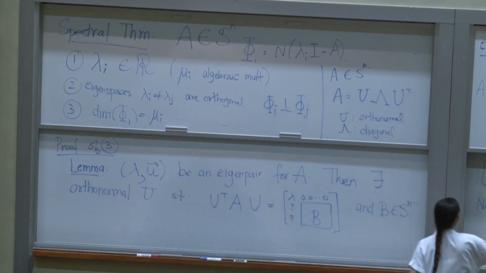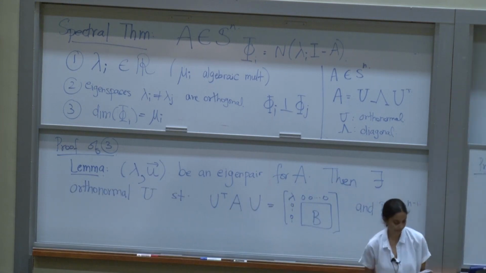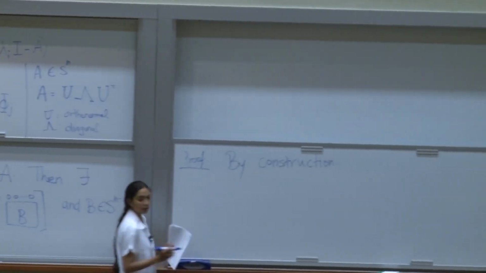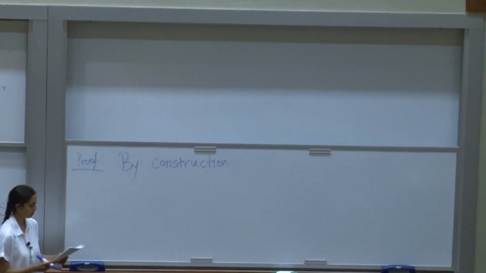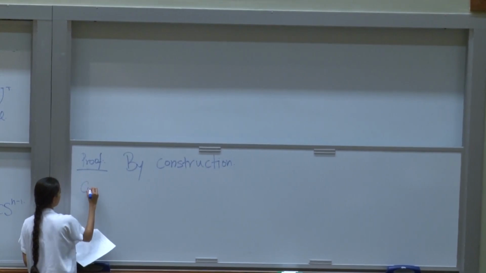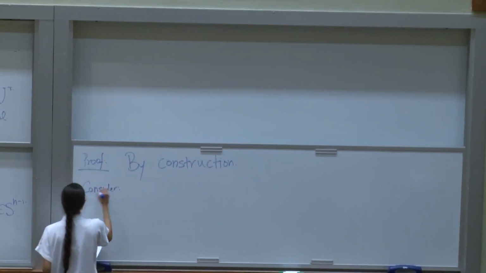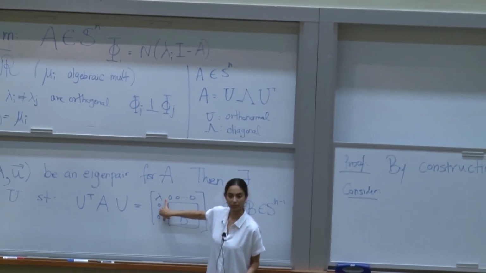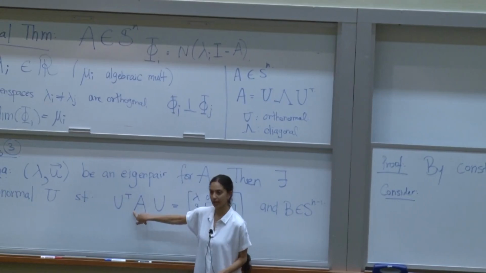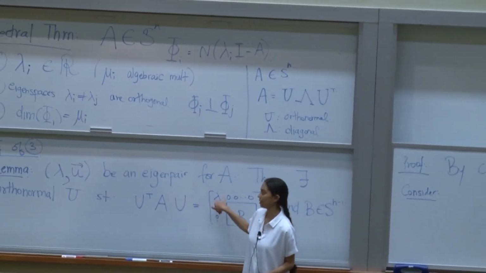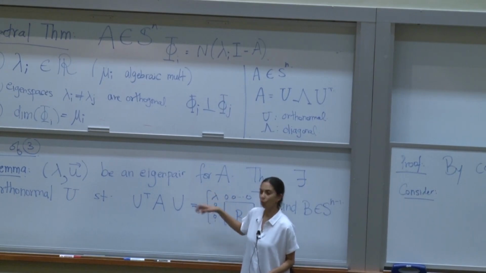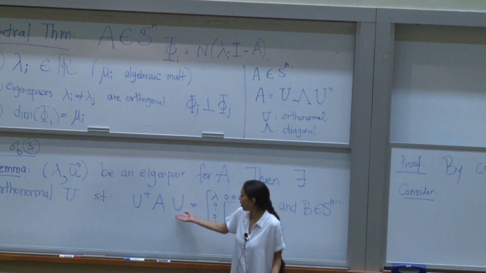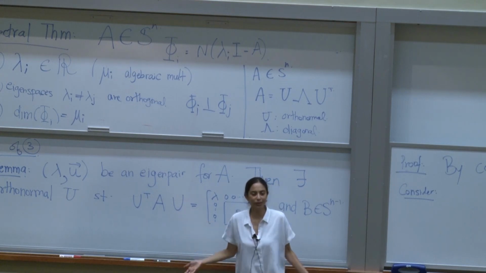So why don't you try to prove this while I'm erasing these boards? We don't have that much time, so let's try and get through this, okay? So we're going to do this proof by construction. We're going to consider the following U. So what do I want to show? I want to try to pull out a lambda, right? I want to have something multiplies A, or A multiplies something, and I get a lambda. So what is the vector that I have? I don't have that much. When I construct this U, what am I going to put as its first column?